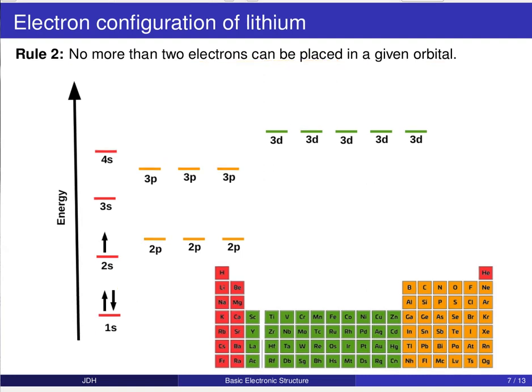Okay, so continuing on, if we were to go to, say, lithium, and define the electron configuration for lithium, well, now we have a third electron. And according to rule 2, we can't fit any more in the 1s orbital. So this third electron needs to jump up to the next lowest energy orbital, which is the 2s. That will make an electron configuration for lithium as follows: 1s and 2s orbitals occupied, with 2 electrons in the 1s and only 1 electron in the 2s orbital.